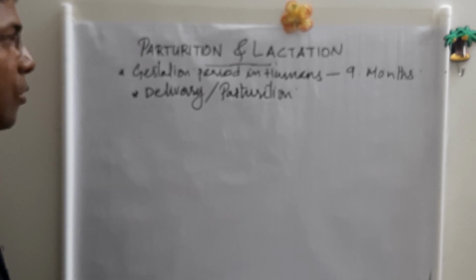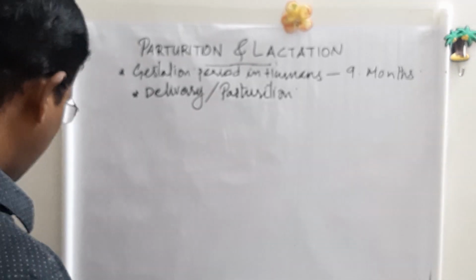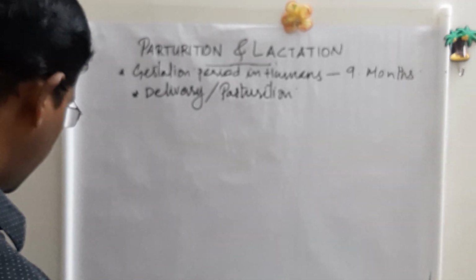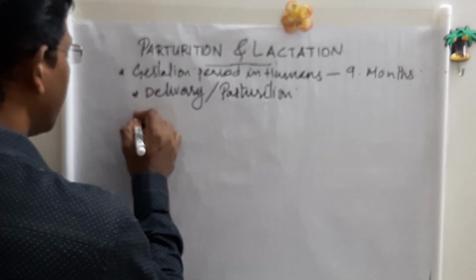And during this time, vigorous contraction happens in the uterus, and these contractions will become more and more stronger, and that results in the expulsion of the baby out from the uterus. And this process is called delivery or parturition. The process of expulsion of a fully developed fetus from the uterus through the birth canal is called parturition or delivery. The parturition or delivery is completely regulated by a neuroendocrine mechanism.